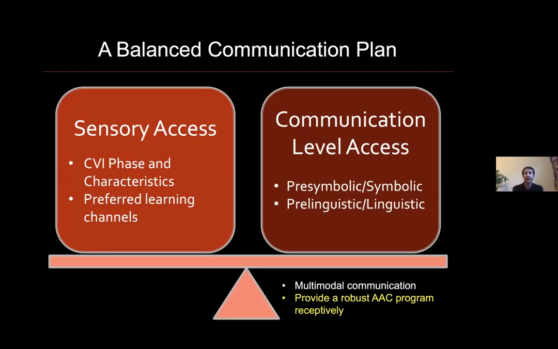We still want to provide a robust AAC program receptively, meaning we're still exposing the student to language. We're still either talking to them or signing to them or modeling communication on a complex array. But we have to scaffold that with something that's closer to where they are right now in their expressive communication. And then on the sensory side, we're still talking about multisensory access. There may be tactile adaptations, there may be visual adaptations, there may also be auditory adaptations. And we're still talking about universal design and adapting things in a way that they're accessible to everyone.